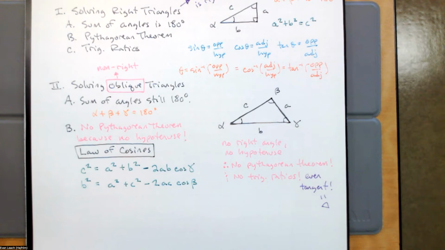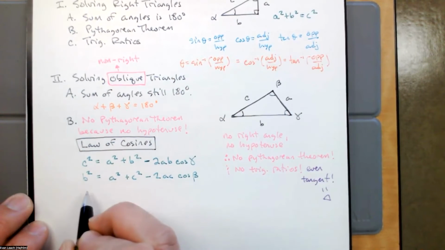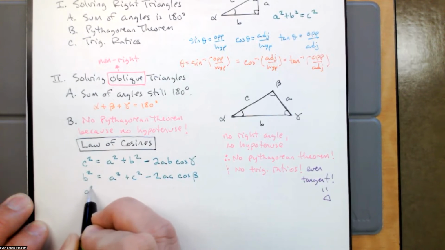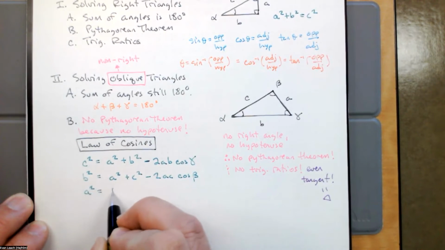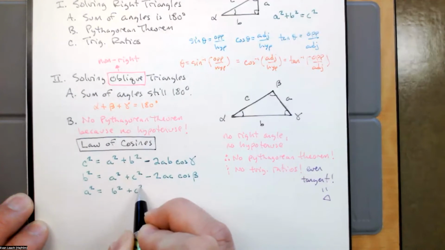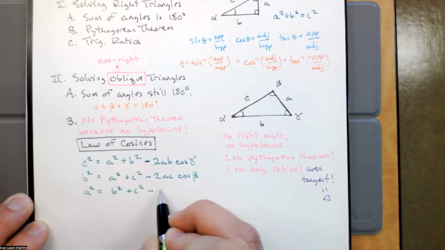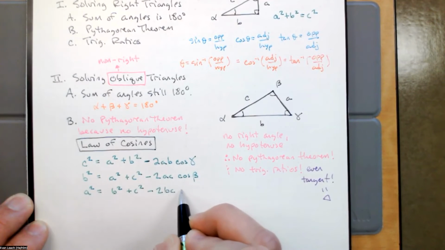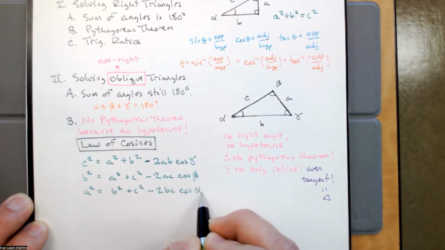But wait, there's more. There's also an a squared version, and it follows the same pattern. So we have a squared is b squared plus c squared minus 2bc cosine alpha.